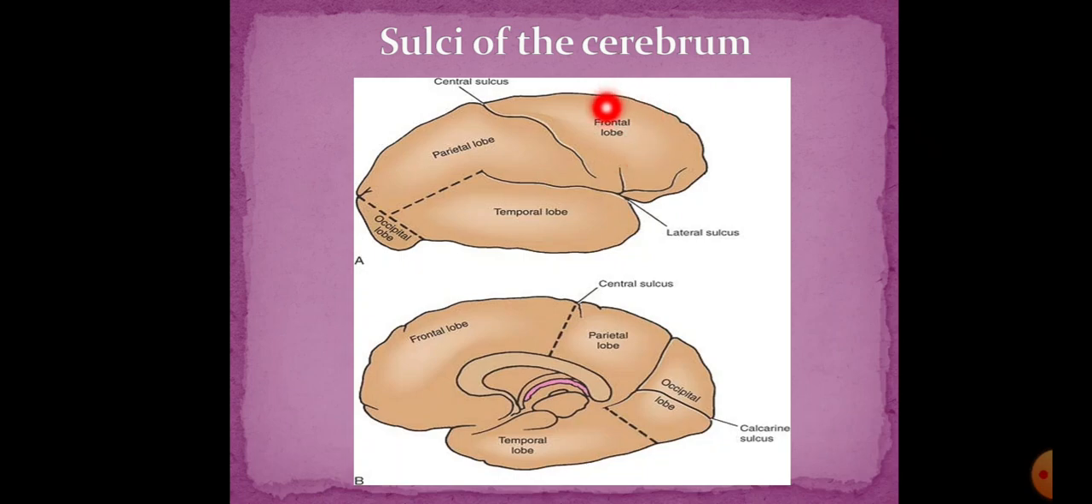The frontal lobe is separated from the parietal lobe by this groove known as the central sulcus. The central sulcus starts from the medial surface and extends on the superior surface. The frontal lobe and parietal lobe are separated from the temporal lobe by the lateral sulcus. It also starts from the medial surface here and extends on the superior surface.